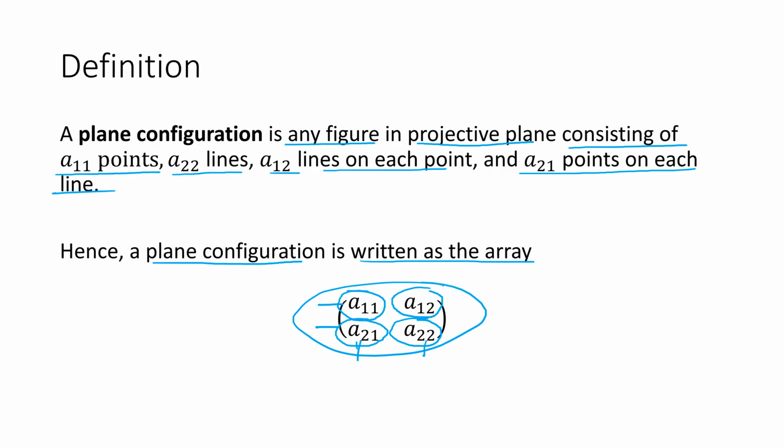Therefore, the first column pertains to the points, while the second column pertains to the lines. On the other hand, the first row pertains to each point, and the second row pertains to each line.